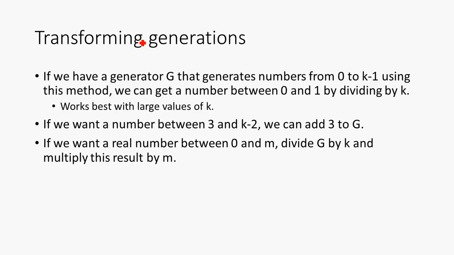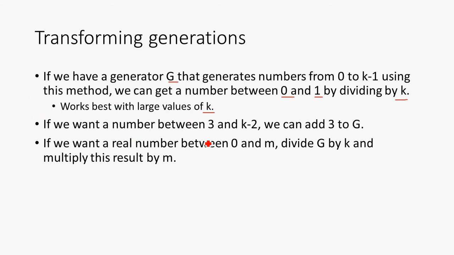Wait, there's more. We can transform these generations. Let's say that we want to generate a real number, or some sort of sequence between two integers. Well, if we have a generator g that generates numbers from 0 to k minus 1 using this method, we can get a number between 0 and 1 just by dividing by k. And it works best with large values of k, otherwise we can have patterns or obvious things emerge.